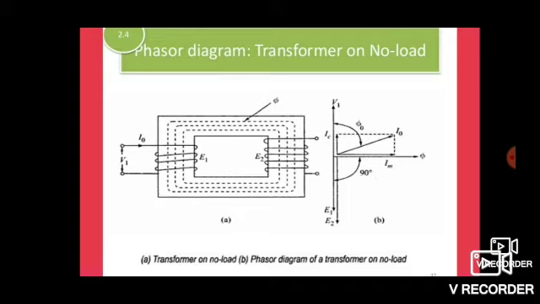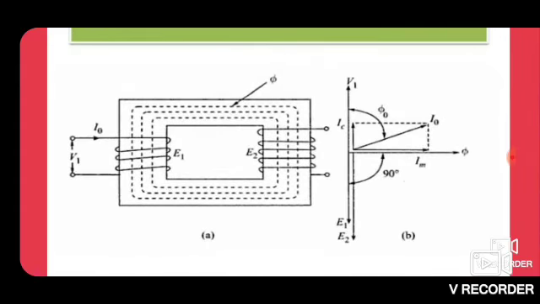Since the secondary is open circuited, E1 is the primary coil induced voltage, E2 is the secondary coil induced voltage, and phi is the linking flux between the primary coil and secondary coil. See the phasor diagram in which phi is taken as reference. V1 is perpendicular to the flux phi, that is, at 90 degrees.